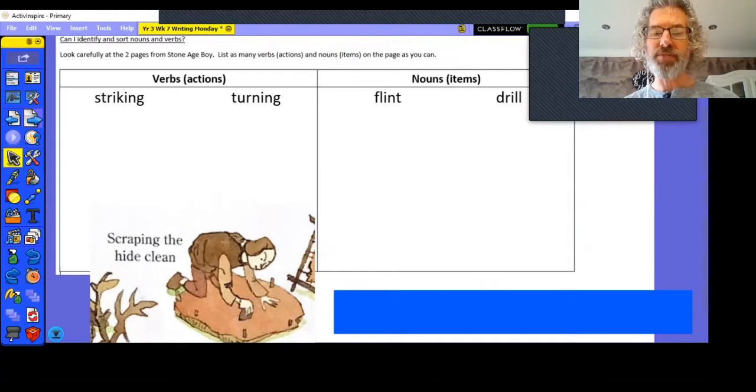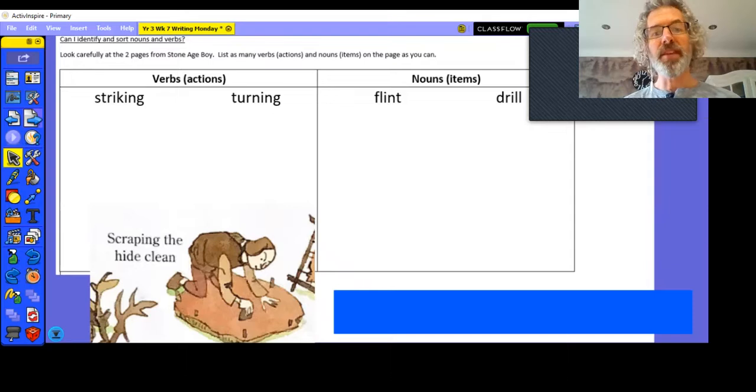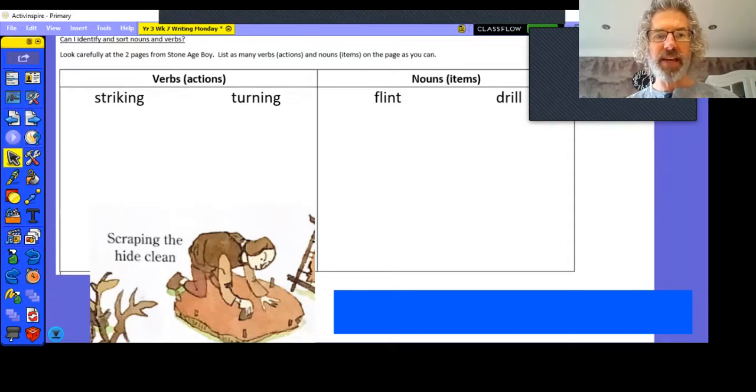So today's task is pretty straightforward. It's all about looking for the verbs, that's the actions, and the nouns, that's the items, on each of those pages. So all I want you to do is have a good look across both pages and make the longest list you can of verbs and nouns from those pages. For example, I've already started here. Some actions you could include are striking and turning, because they're mentioned on the pages. And some items are flint, because it's the flint that they were striking. And drill is another noun. They were turning the drill.